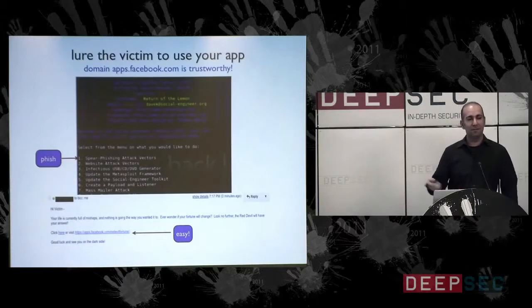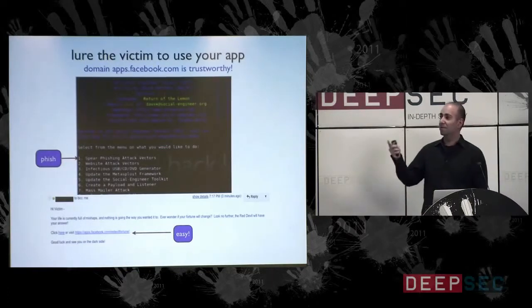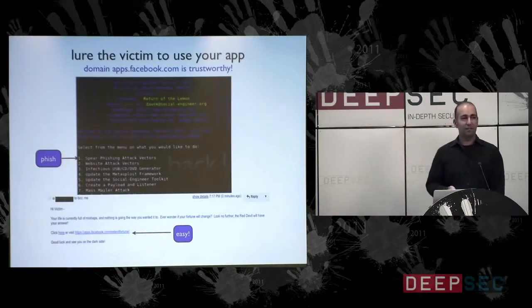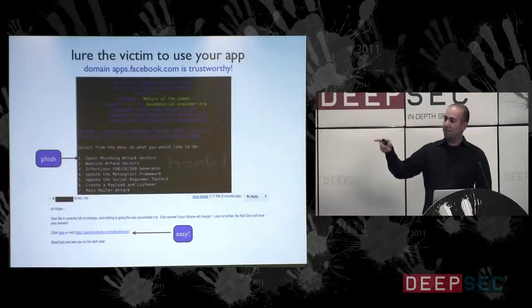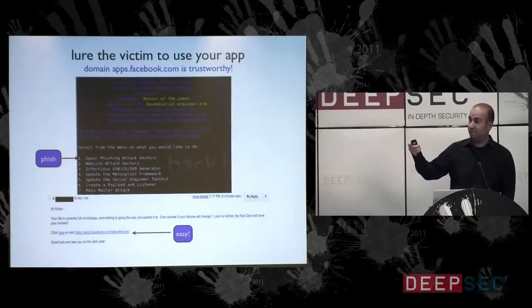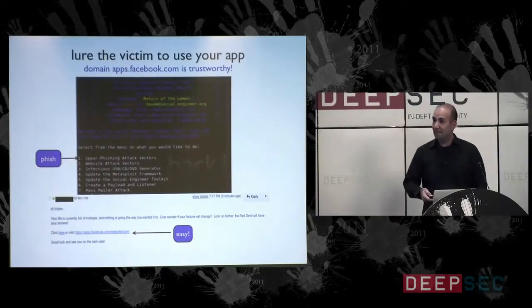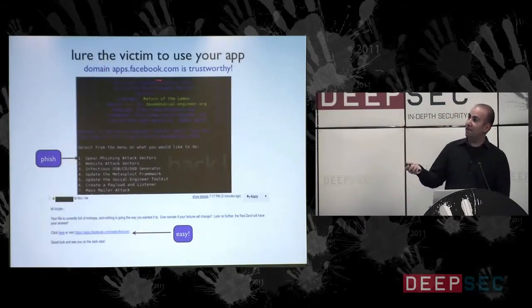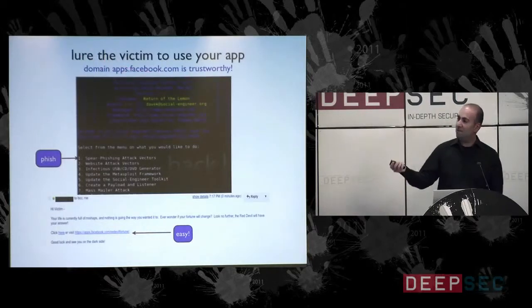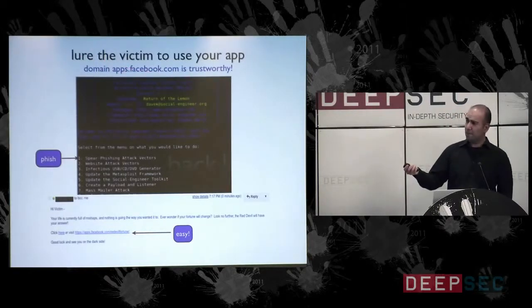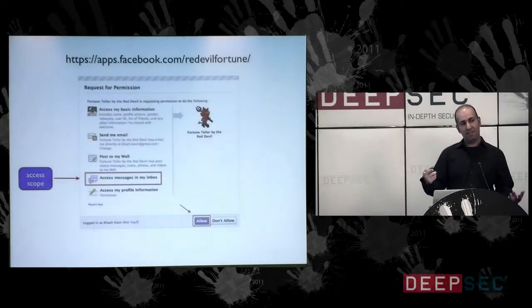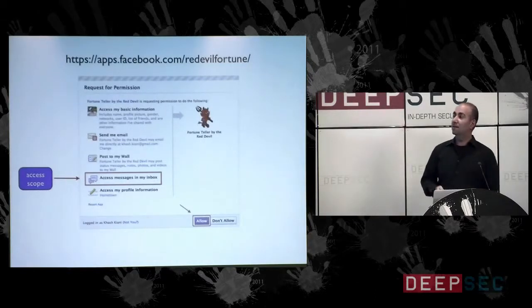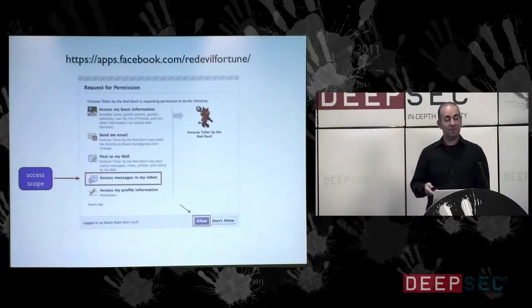In this case, instead of targeting the user manually, we use the Social Engineering Toolkit, which is part of the Metasploit framework, to launch a typical phishing attack. We send a link to the user of our app, which is Red Devil Fortune. It's a fortune-telling application that tells people's fortunes, and it's hosted on a proper domain, appsofacebook.com. We launch this towards our target, and once they open the application and click on the link, they see a typical Facebook permission page, which I'm sure we have all seen.